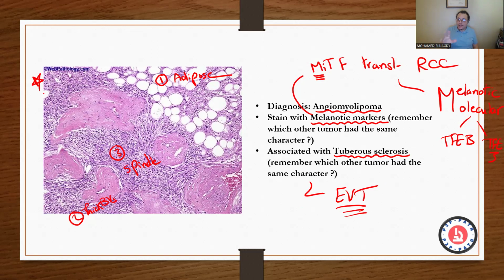So I always say that angiomyolipoma is 3 components, and it has 2 features which it shares with other renal tumors. It shares the positive melanotic markers with MITF, and it shares that it's associated with tuberous sclerosis with EVT, which is eosinophilic vacuolated tumor. And it's very easy to catch under the microscope, as you can see right here.